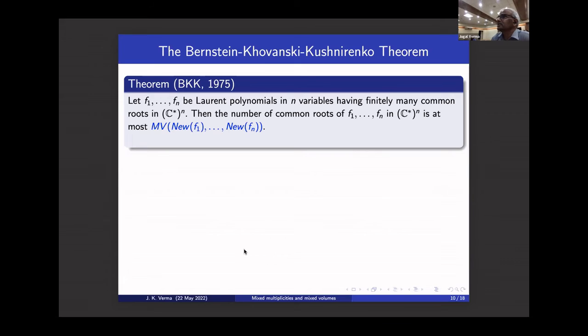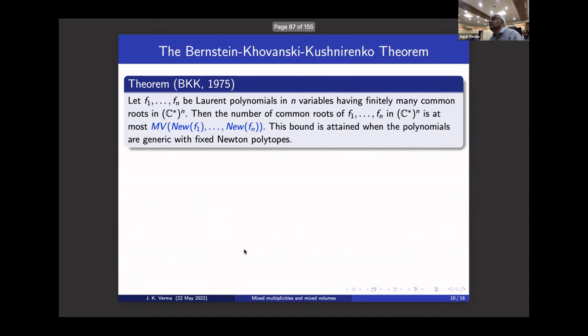Okay, so that is the content of this theorem. The coefficients can be general. If the coefficients are general, that is, varying over some open set, then this bound is always achieved. But it can be very, very small. It depends on what these Newton polytopes are. So this bound is attained when the polynomials are generic with fixed Newton polytopes. You can vary the polynomials, but not the polytopes.